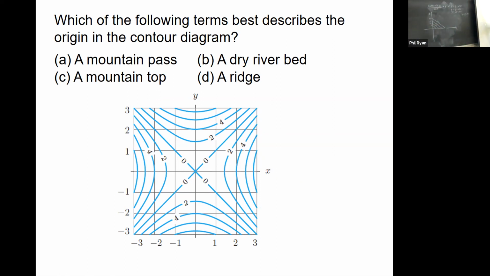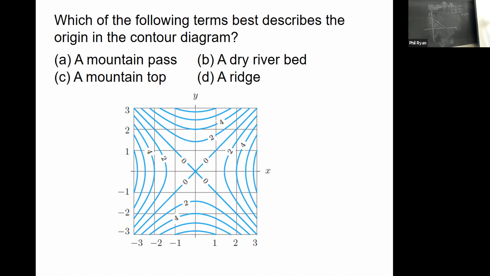Okay, so here we have contour lines crossing, but this is allowable, right? Because it's got the same value. So what is happening here? So here, 0 seems to be the lowest point. And so when I'm here and I look around, what do I see? Yeah, there's a hill here, there's a hill here, there's a hill here, there's a hill here.